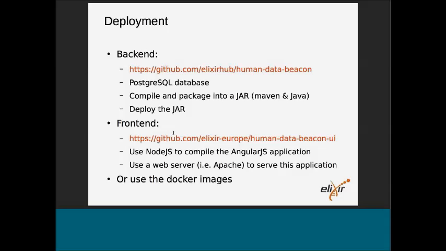And we also developed a front end, which you can find in this URL, which is developed with the AngularJS framework. So you need Node.js to compile it, and a web server like Apache to serve the application. But we also have provided another way to deploy your beacon, which is using Docker images.